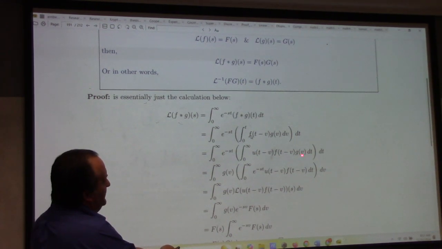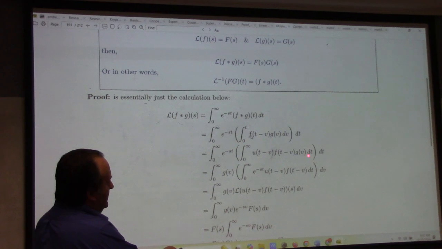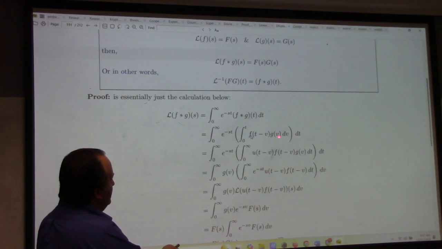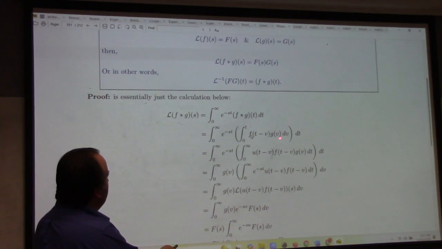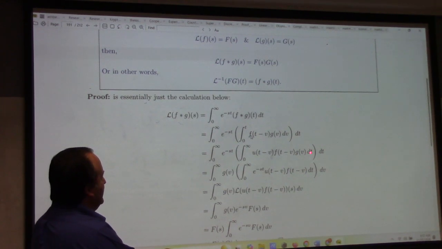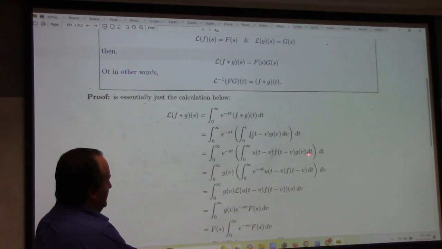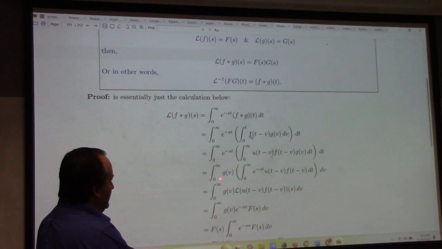Okay, so it's okay to bring g of v out of this integral because this is the integral over t. So v is fixed here, I think. Oh, no, my bad. That might be a typo. This is supposed to still be a v. I'm sorry, guys, that's supposed to be a v. And then I'm flipping the order of integration and I'm pulling the v out in light of that.